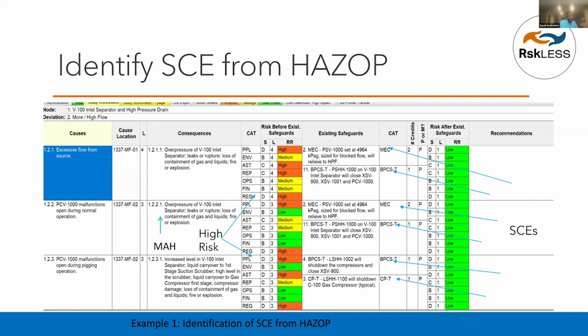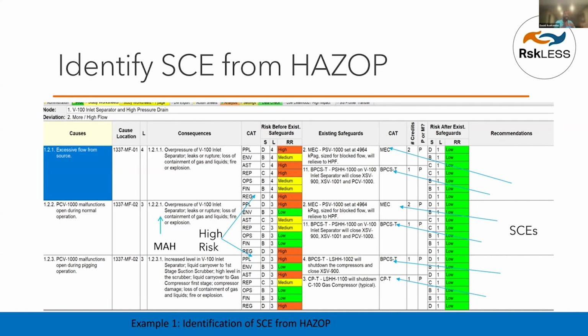Looking at the severity of the consequence, it is a fatality based on the client's risk metrics, because it's an overpressure of the inlet separator leading to a leak or a rupture, a loss of containment of gas and liquid, a fire and an explosion. And if you look at the risk matrix, at the severity column before safeguard, I always tell people when you are choosing an SCE, focus on identifying whether it's a major event that is inherently safe, which is the risk before safeguard. Again, for this one, it's a D, which is for the people.